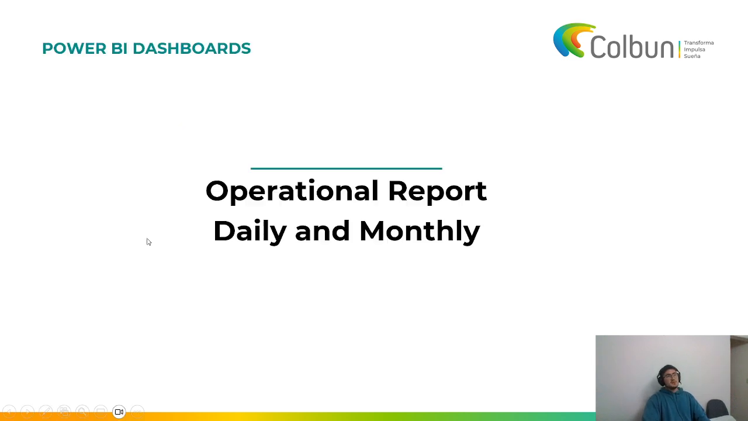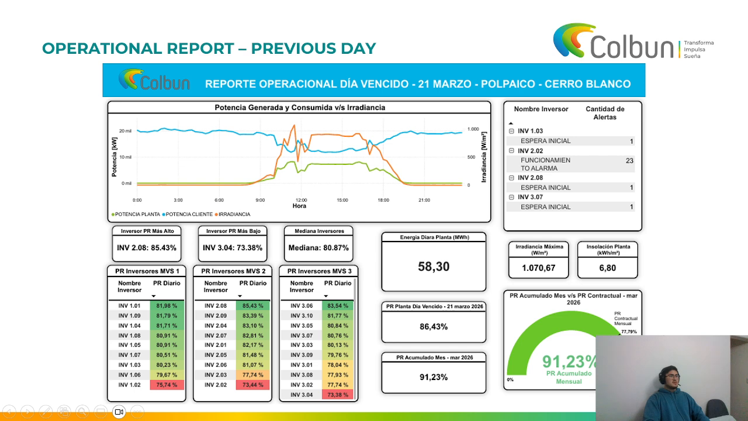Well, using this data, two dashboards were developed, one for daily analysis and one for monthly analysis. First, in the daily dashboard, at the top left chart, we can see power generated by the plant and power consumed by the client versus the irradiance over time. From these variables, the system calculates the performance ratio, or PR, which is a key indicator of how efficiently the inverter, or the device, is working.